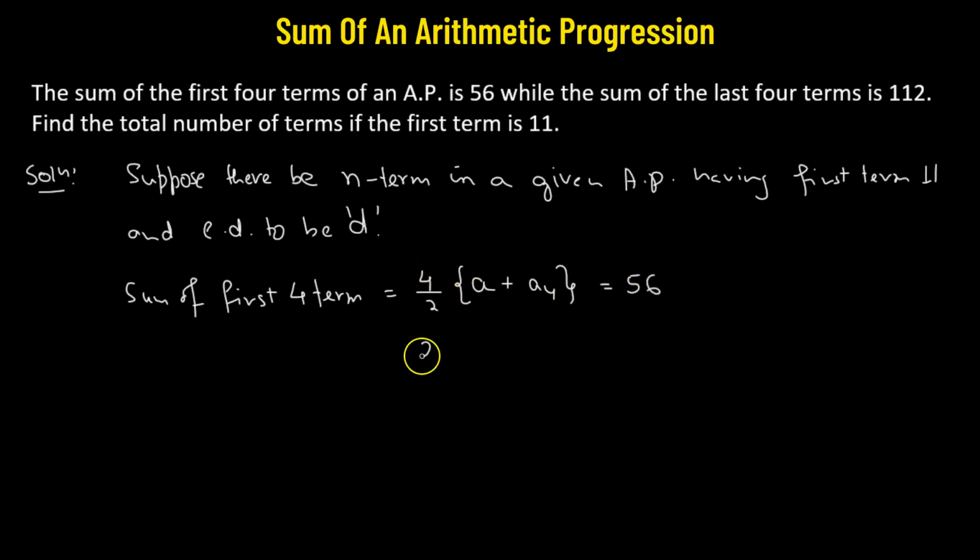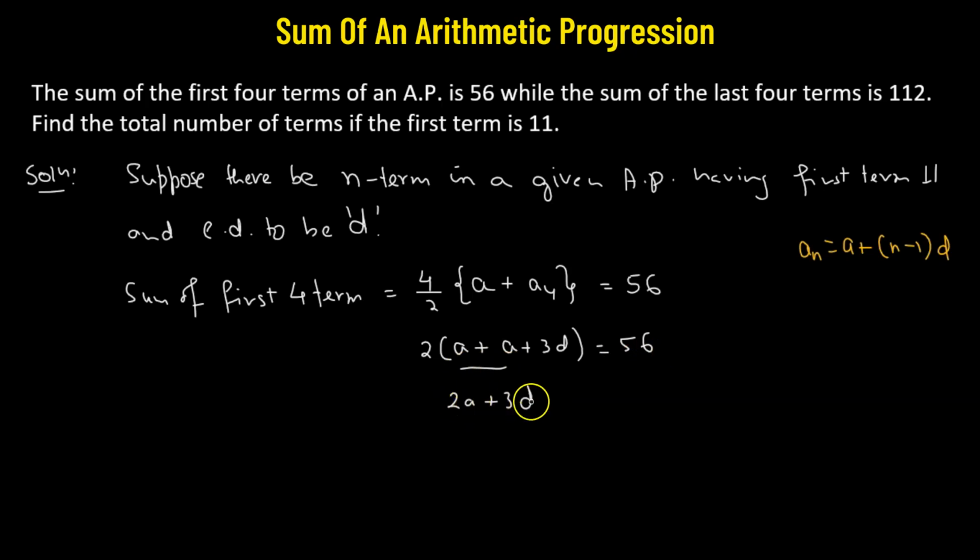So 4 over 2 is 2, multiplied by A plus A4. A4 is simply A plus 3d. Here we have used the fact that the nth term of an arithmetic progression can be represented as A plus n minus 1 times d. So this equals 56. Dividing both sides by 2, A plus A becomes 2A plus 3d, equal to 56 divided by 2, which is 28.